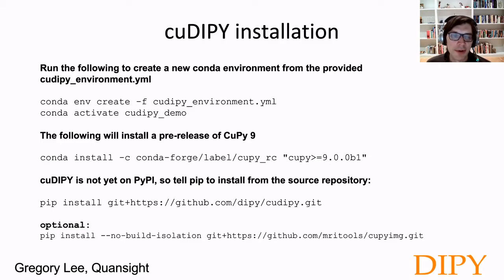Then for the cuDIPY project itself, the installation is very simple. It will run pretty instantaneously because it's just a basic Python package, so you can pip install from the URL to the repository. And there's an optional dependency on the cuPy image package I created that has some of the scikit-image functions on the GPU. That's the one I mentioned previously will be moving under the Rapids organization in April of this year.